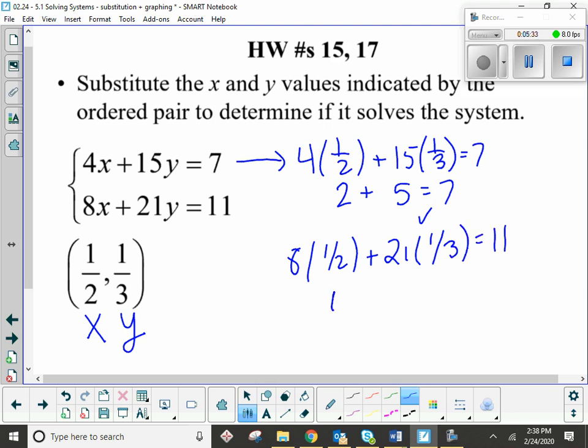A half of 8 is 4. A third of 21 is 7. It is absolutely true that 4 plus 7 equals 11. So the answer to this problem is just yes, because it is a solution. If it had failed the second equation, you would say no, it's not a solution, because right now we're talking about the system as a whole thing, so both equations at the exact same time.